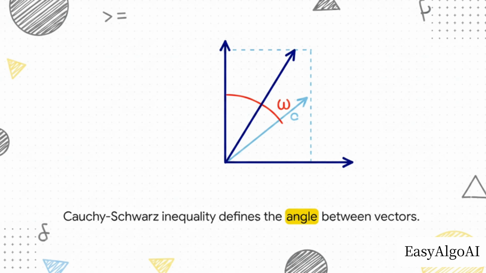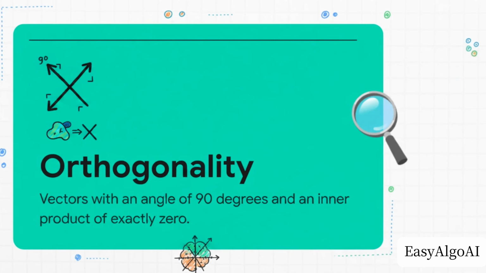Notice the red angle marked omega here. This angle tells us exactly how aligned the orientations of our two vectors are, totally regardless of how long the vectors actually are in space. Which brings us to a massive, absolutely crucial concept, orthogonality. This is just the formal mathematical term for vectors that are perfectly perpendicular to each other. When the angle between two vectors is exactly 90 degrees, their inner product evaluates to exactly 0.